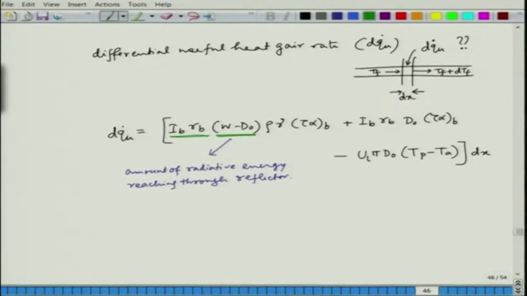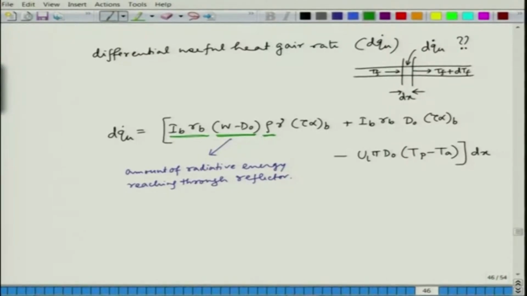So, that is the effective width, W minus D naught. So, that is the total amount. Now, what is rho? Rho is the reflectivity of the parabolic reflector. All the rays that are falling on the parabolic reflector, only a portion of it will reach the receiver, because reflectivity is not 100%. Whatever coating or material you use, the reflectivity will be less than 100%. That means rho will be less than 1.